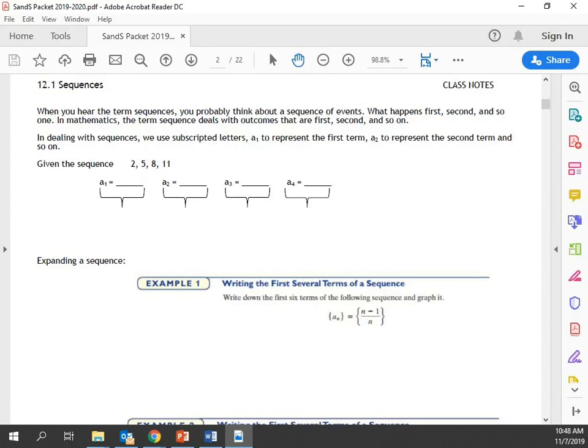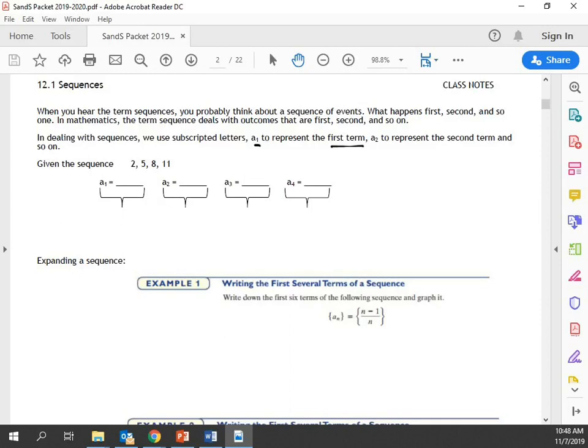So when you hear the term sequences, you probably think about sequences of events, what happens first, second, third, so forth, and so on. In mathematics, the term sequence deals with outcomes that are first, outcome that's second, and so on as well. In dealing with sequences, we use subscript letters. A sub 1. The subscript, guys, represents what term number you are on. Please know that. The subscript will represent what term number you are on. So A sub 1 represents first, A sub 2 represents second, so forth and so on.